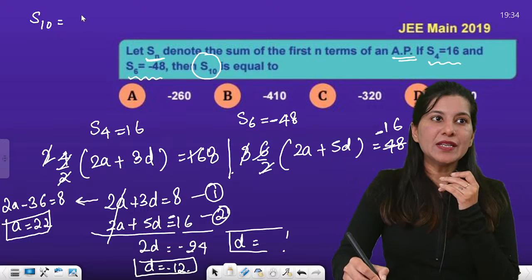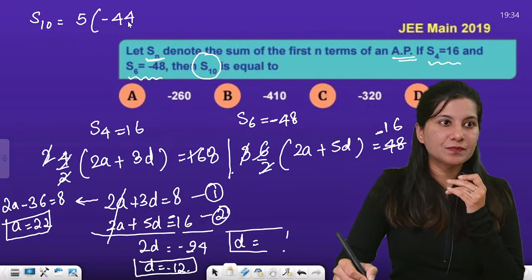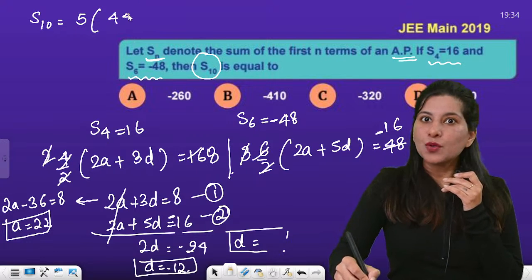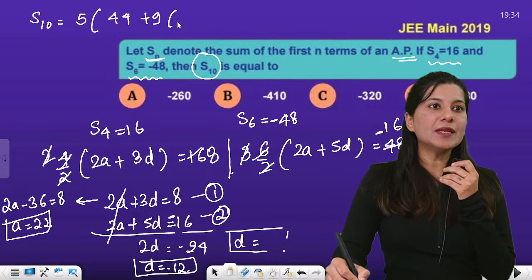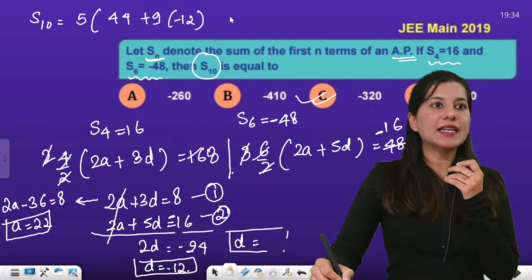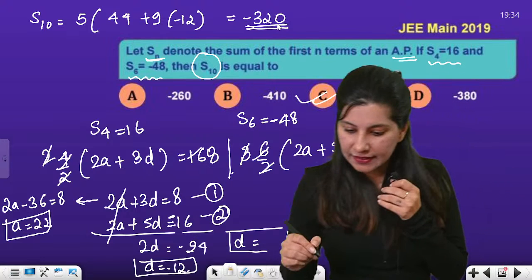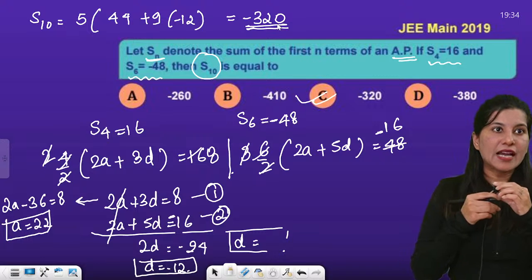So S10 will be equal to 5 times minus 44, okay, plus 44, right? You know the formula, 2a plus n minus 1 d, where d is minus 12. So you solve it, you will get minus 320 as your correct answer. Okay? Yes. Clear? Calculation clear?